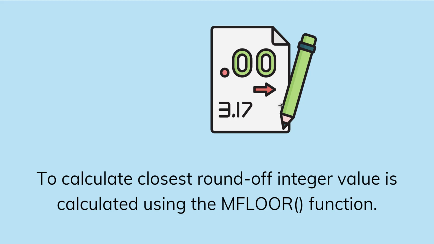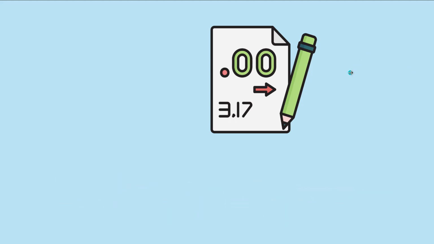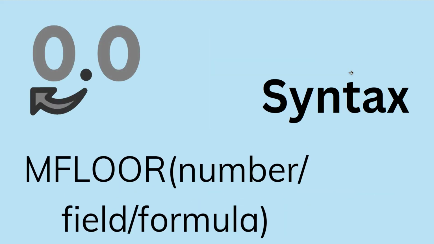But if we are dealing with the MFLOOR function, it also does that, but it will round away from zero if we are dealing with negative numbers. So this is the difference between MFLOOR and the FLOOR function. If we talk about its syntax, the syntax is given on your screen, where we have to pass the number or a field or a formula or any parameter that you want to give to the MFLOOR function.